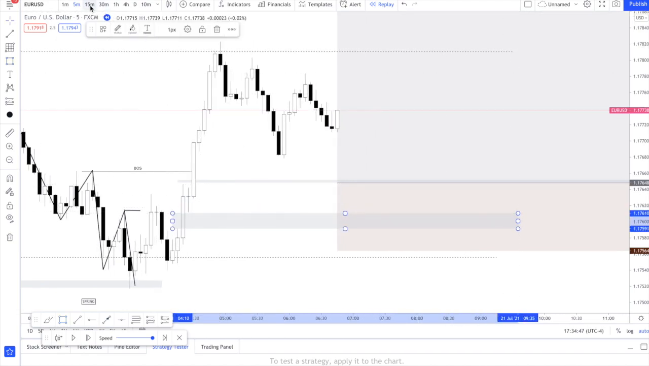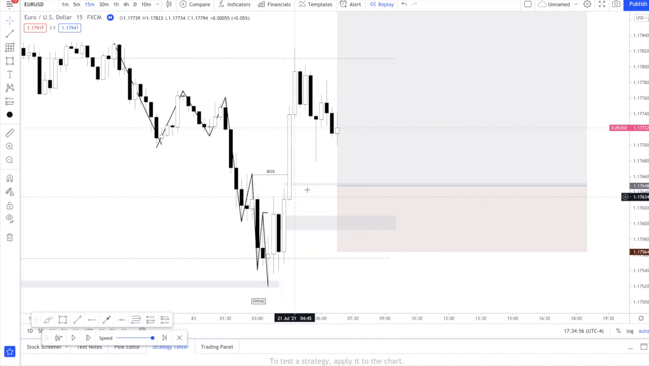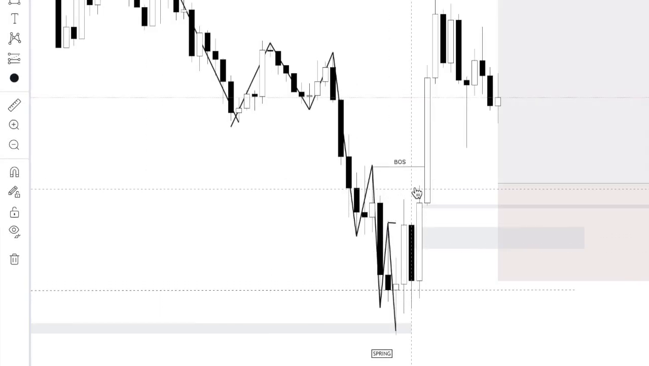Let's jump back to the 15. And it is. So we still have this imbalance down here. Because we have imbalance here, here, and here, and an order block, it's a good chance that we are going to have a lot of unfilled price action down here that the banks are going to want to tap into.